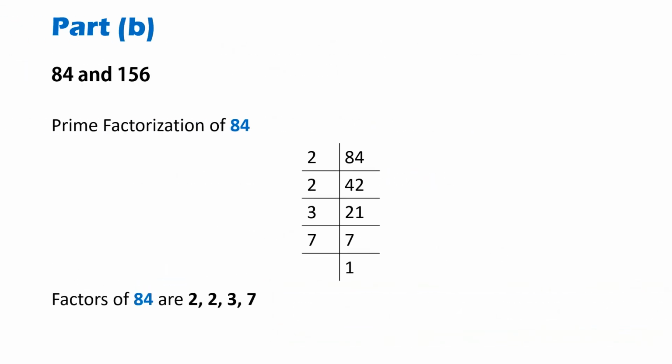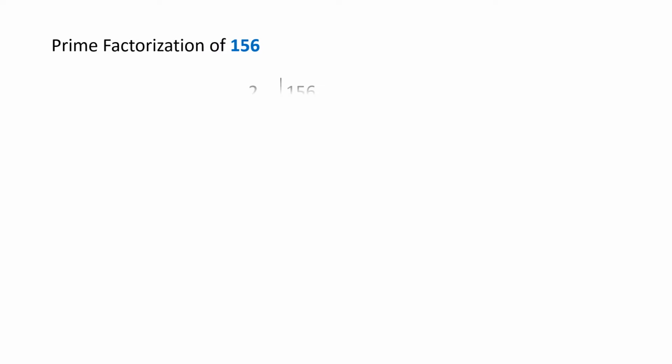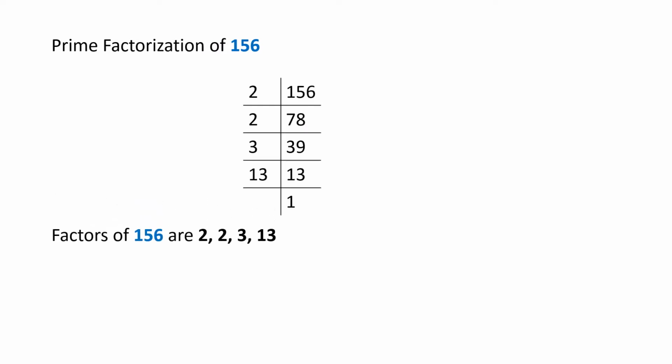Part B. To find the highest common factor of 84 and 156, first calculate the factors of both numbers by using the prime factorization method as shown. Factors of 84 are 2, 2, 3, 7. By prime factorization of 156, factors of 156 are 2, 2, 3, 13.